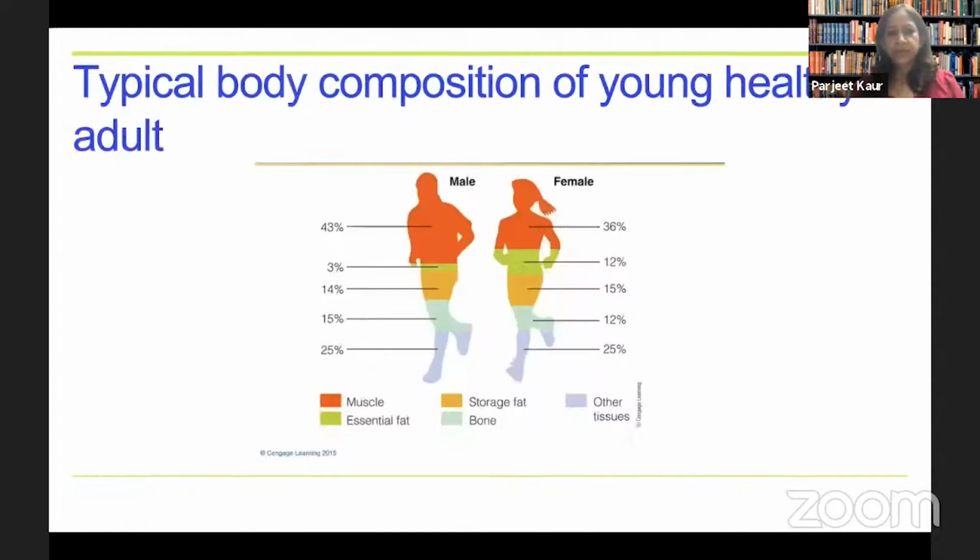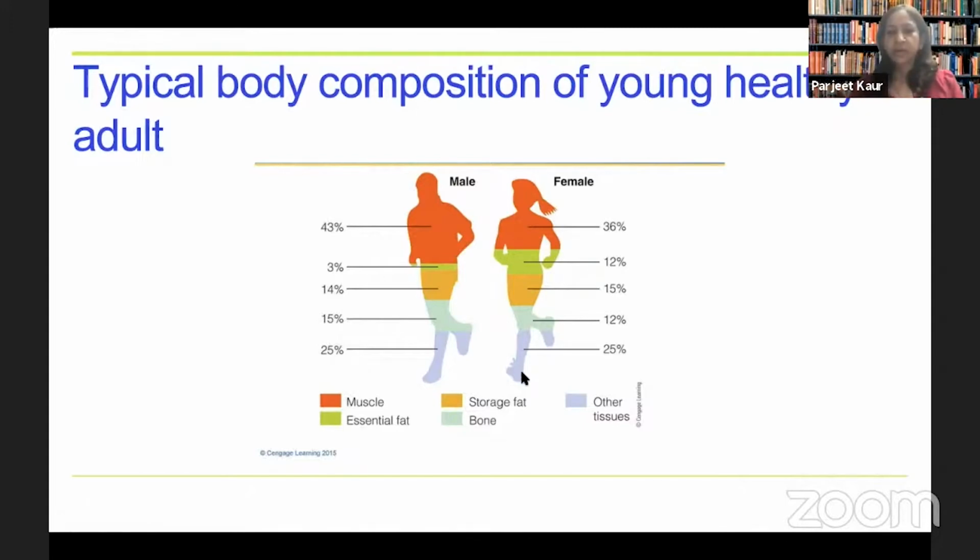Now, this is a figure which is just saying what is a typical body composition of a young healthy adult. Don't go by these percentages, because these percentages are basically for this population from which this figure is taken. Just to give you an idea that the majority of it is the skeletal muscle mass. And then we have fat, which is then further divided into the storage fat and the essential fat. Then we have bone and the other tissue. So this is basically the four compartment model.